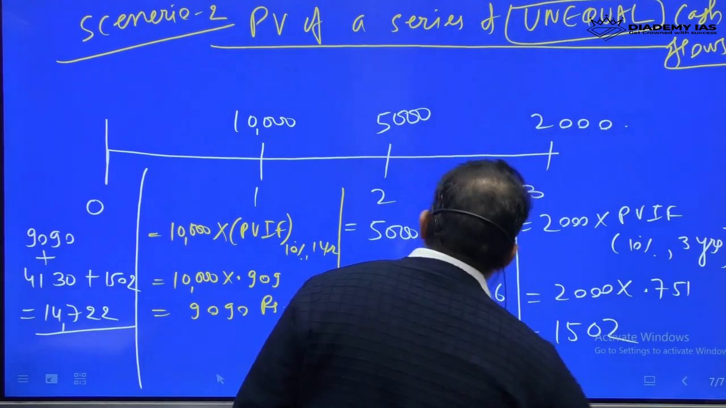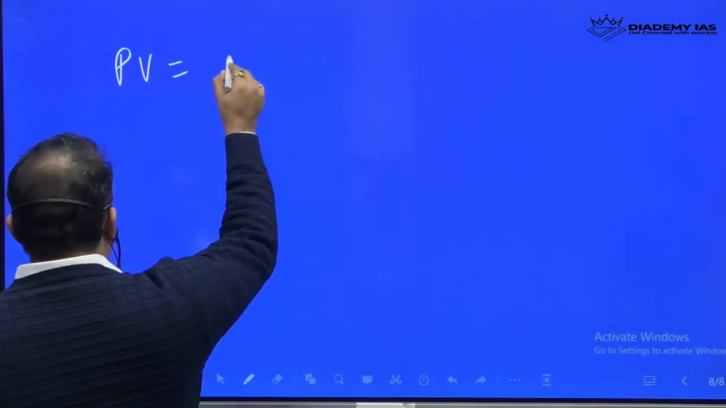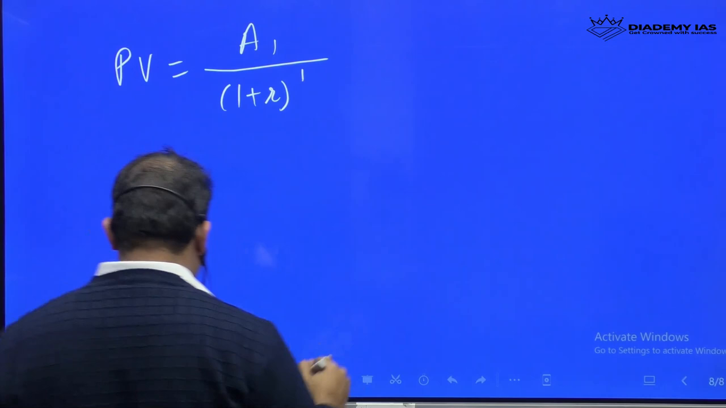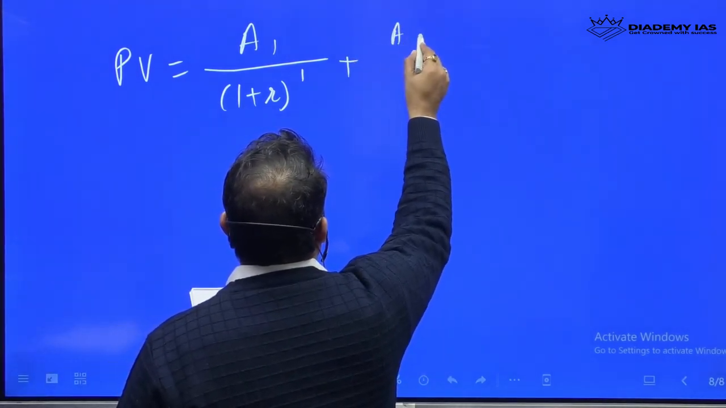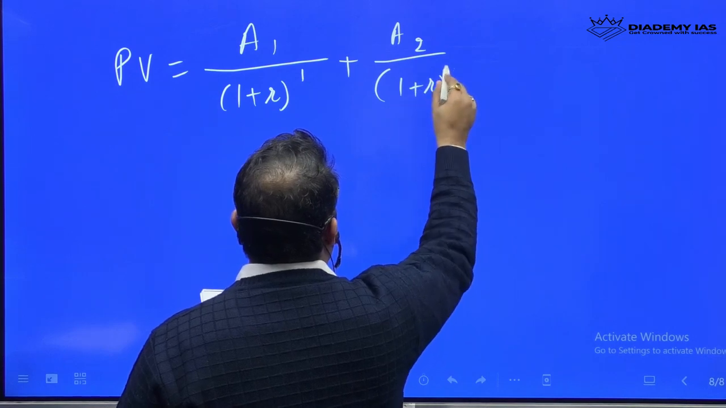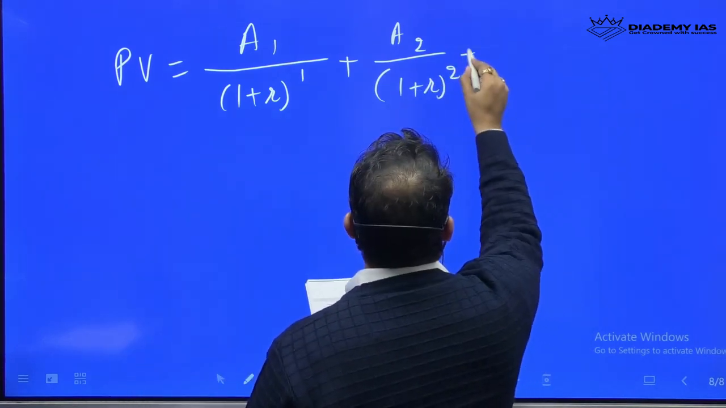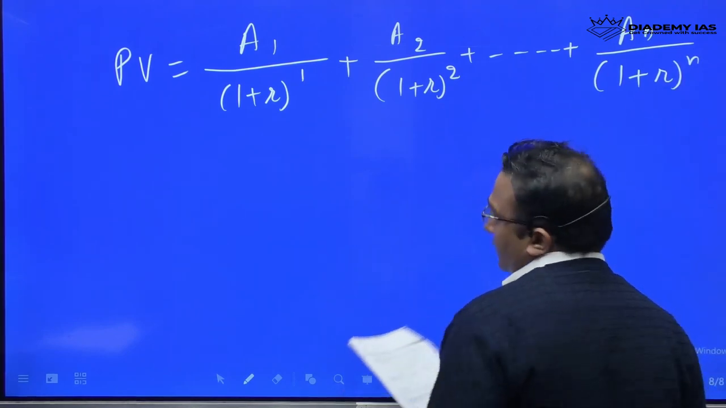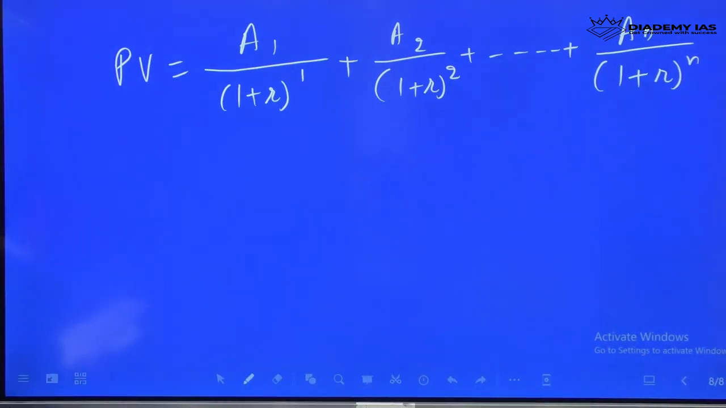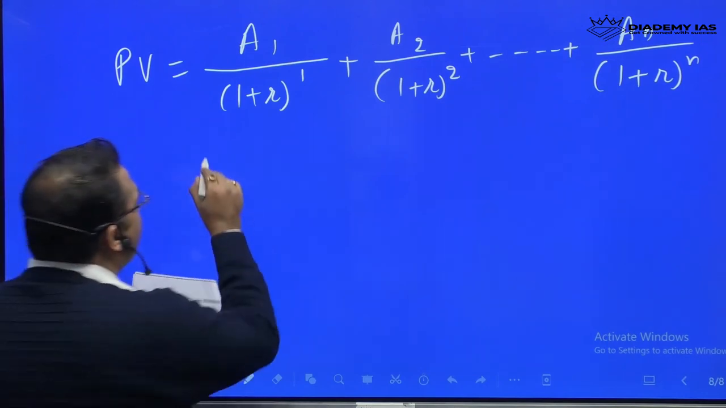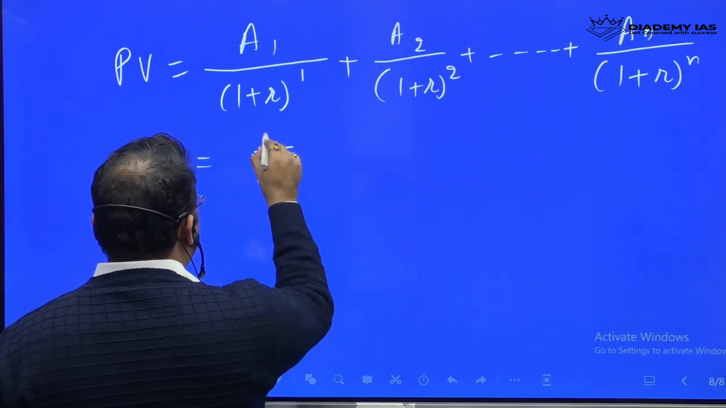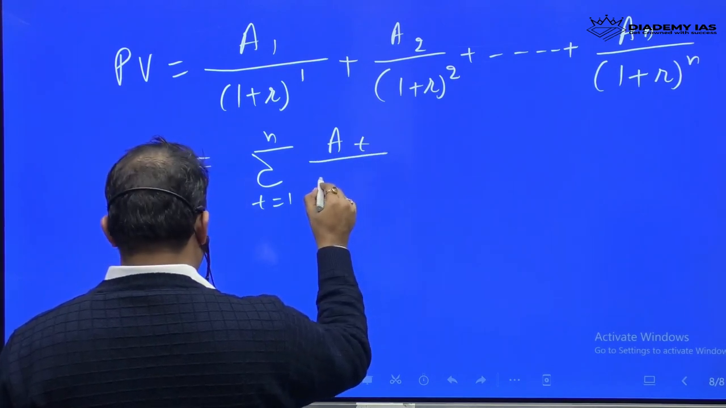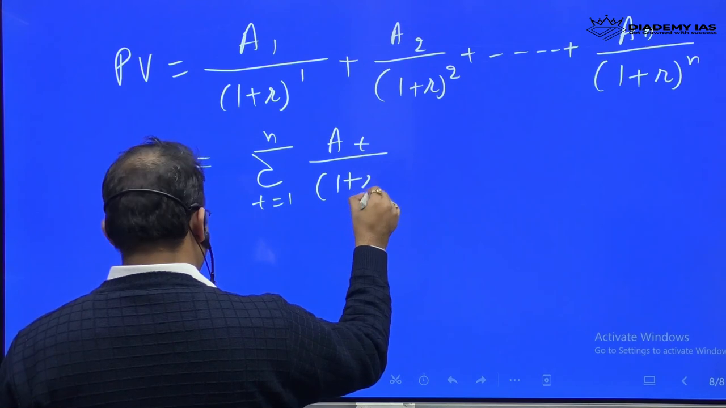So in this case, what is the formula? Formula is present value is equal to A1, where A1 is the amount at the end of year 1, divided by 1 plus r, that is the interest factor, plus A2 divided by 1 plus r raised to power 2. In this fashion it will continue till An divided by 1 plus r raised to power n. You can write this formula as the sum, t equals 1 to n, of At divided by 1 plus r raised to power t.